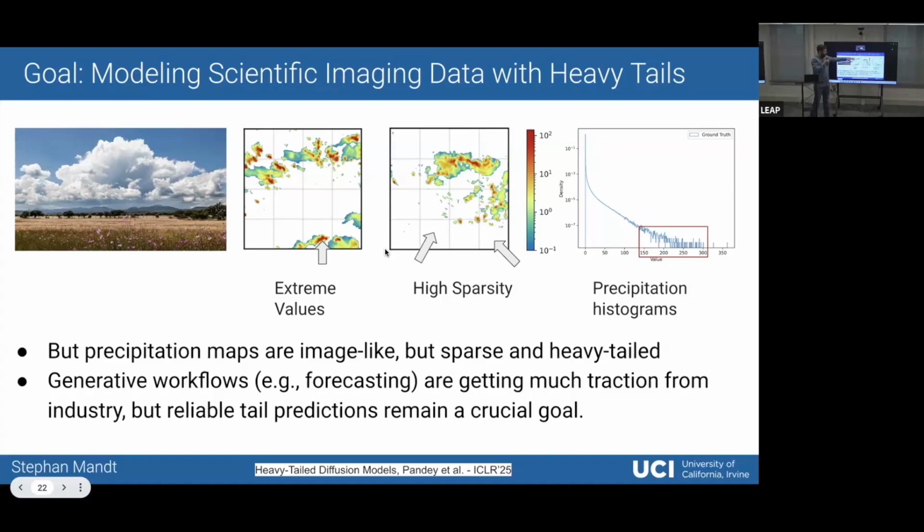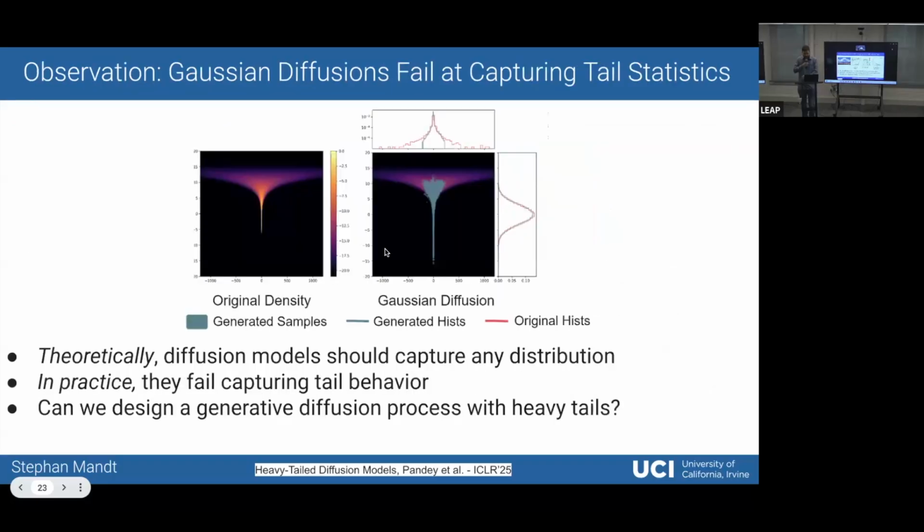And essentially, when you just marginalize over the pixels and you look at the aggregate distribution over precipitation, you really want to get the heavy tails right. Because if you don't do that, then the model will fundamentally underestimate your extreme risks and potentially catastrophic consequences. So yeah, these maps are image-like, but heavy-tailed. And the generative workflows are getting a lot of traction from industry, but so far there's been very limited attention paid to these scientific images with heavy tails.